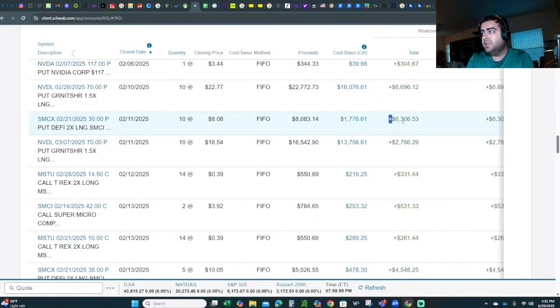So look at this one, 6,300 here on the run up of SMCX. And I only had 10 of these open. I should have had like 20 of them open. But what's happening, like I say, money begets money. So it takes money to make money.